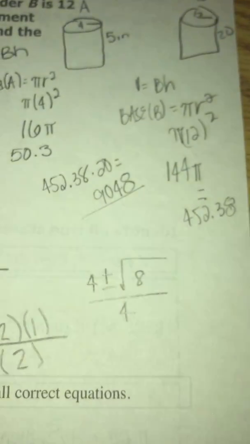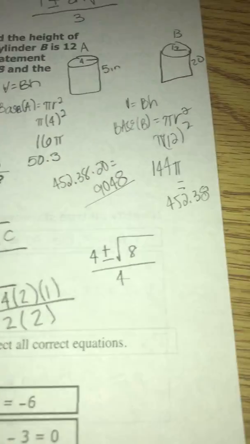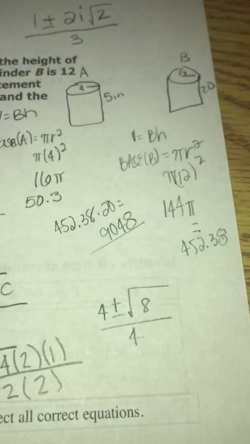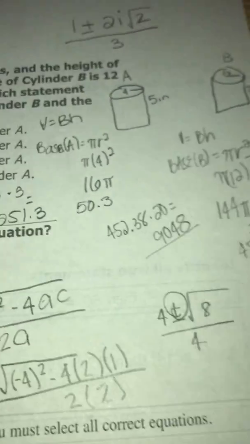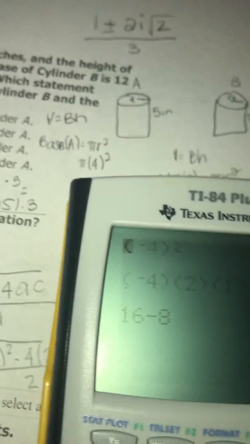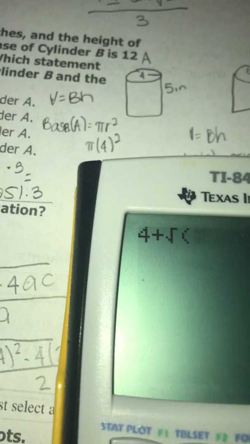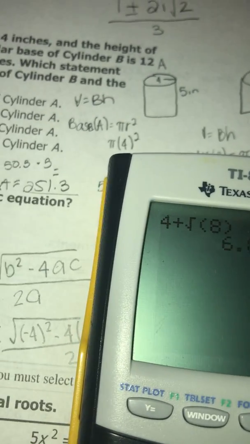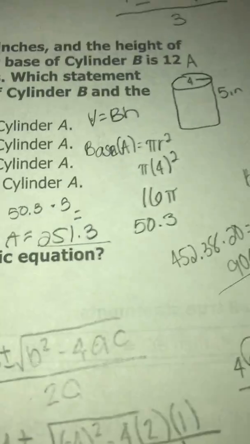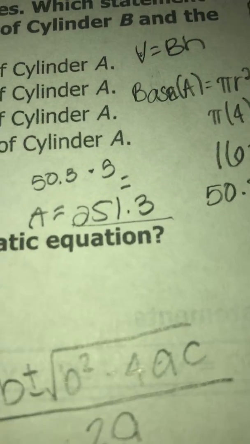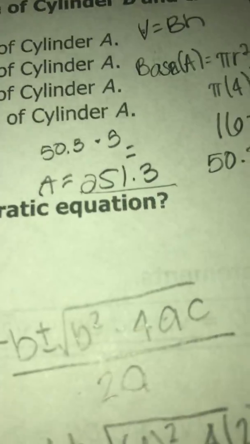Okay, so now that we have this, the square root of 8 is just a weird decimal. So what we're going to do is plug this in on our calculator. First we're going to start by adding, and then we'll do the subtraction. So 4 plus the square root of 8 divided by 4 equals 1.71. So we'll write that right here, 1.71.